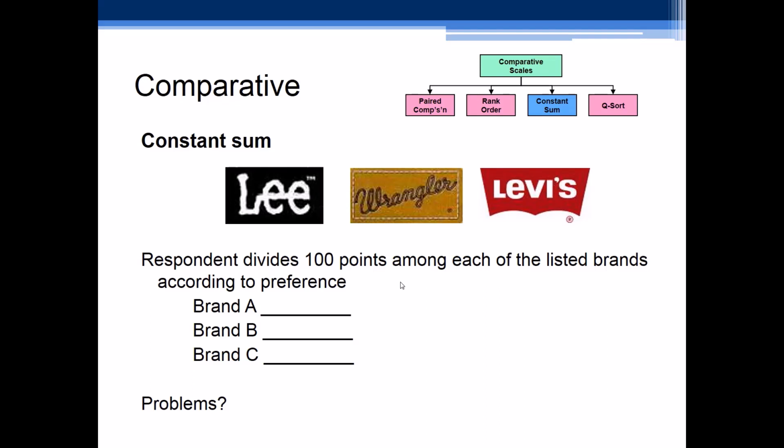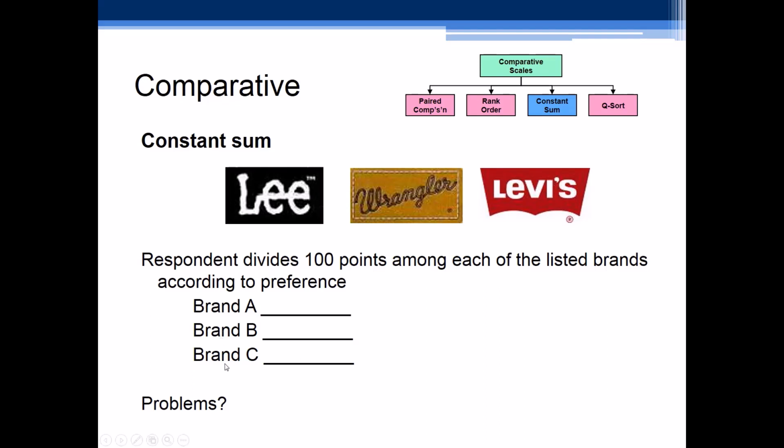The third one is what we call the constant sum approach, which is where people are given a certain number of points to allocate between the options available. So a person in this case is given 100 points and they're asked to allocate those points among the options available, and then you as a researcher come back and look at which is the preferred brand and also how much preference is assigned to that as opposed to the other two.